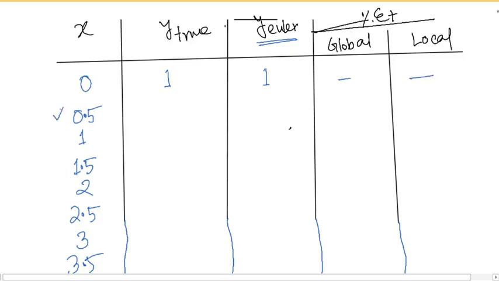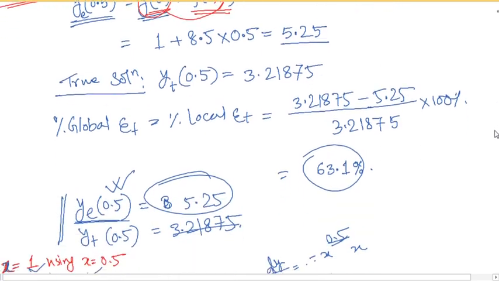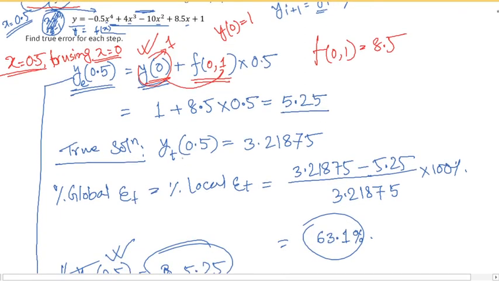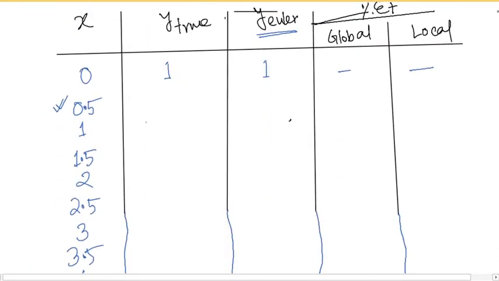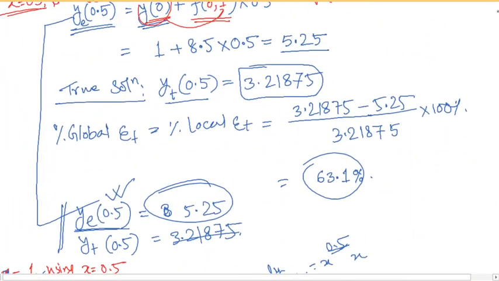But for 0.5, this step indicates the first step we have done here. This step, first step. In this case, the true solution at 0.5 is 3.21875, and the Euler value we obtained was 5.25.